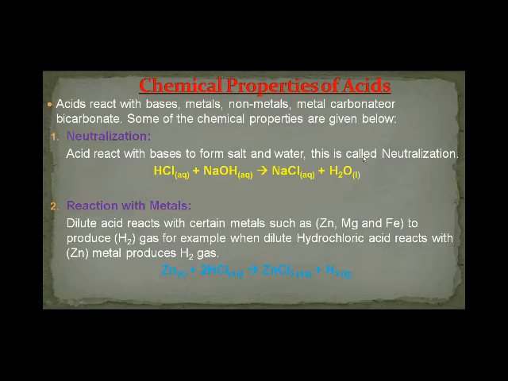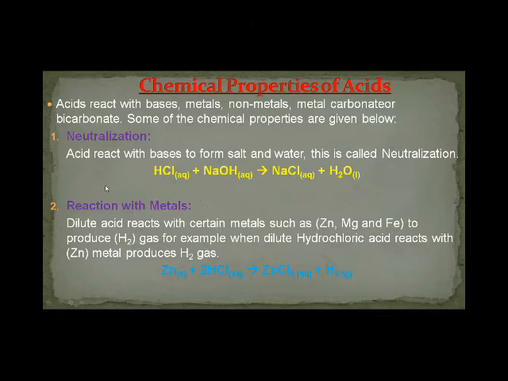So we have HCl. HCl is an acid. It reacts with the base NaOH. So HCl reacts with the NaOH base, acid reacting with the base. It will form salt and water. NaCl is an ionic compound, or a salt, and water.